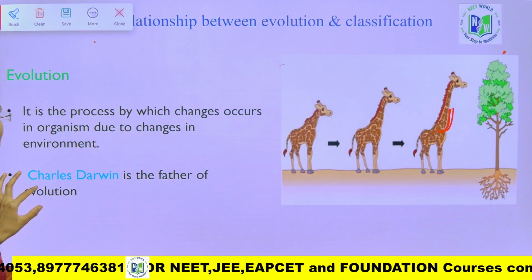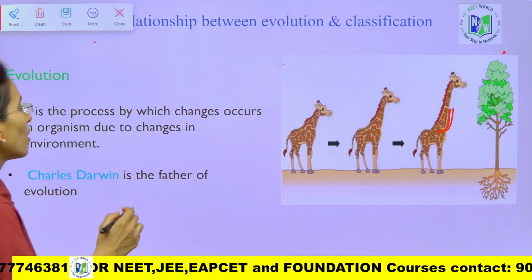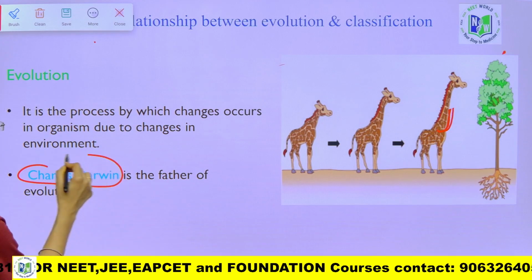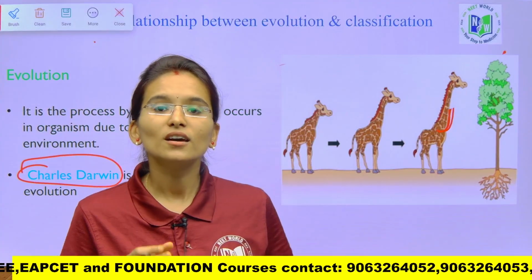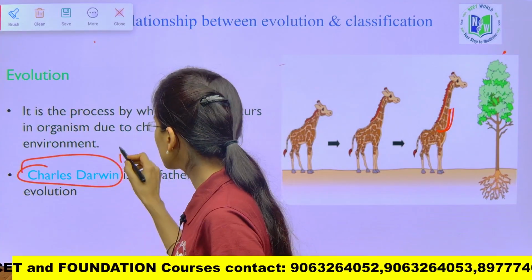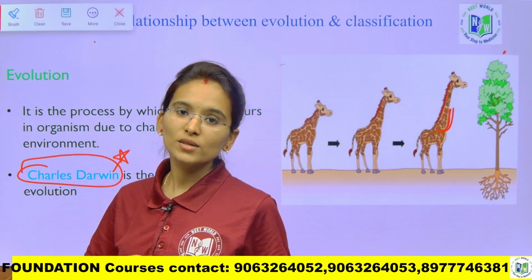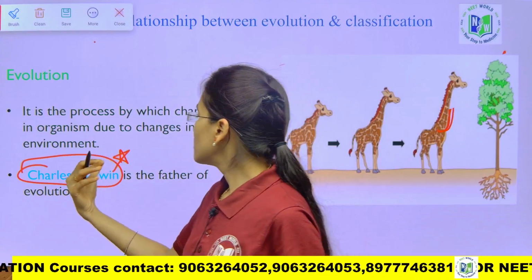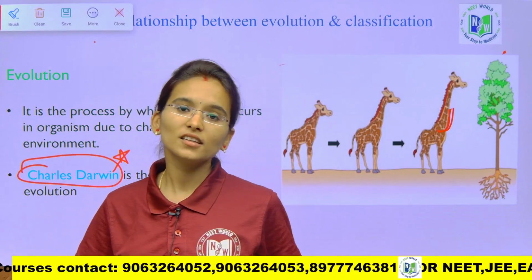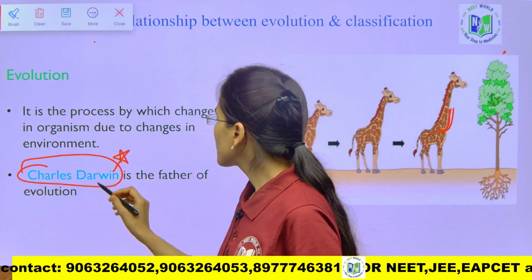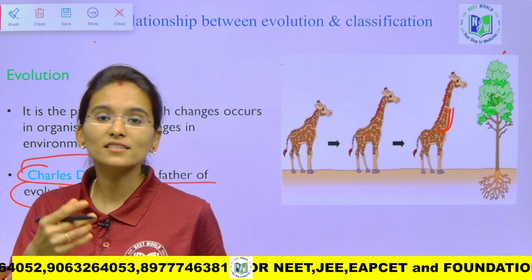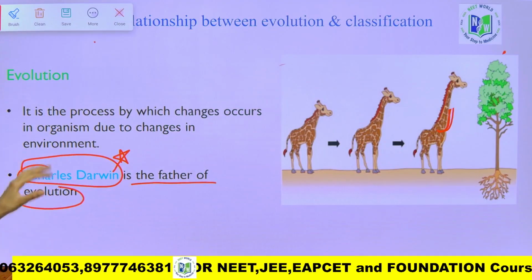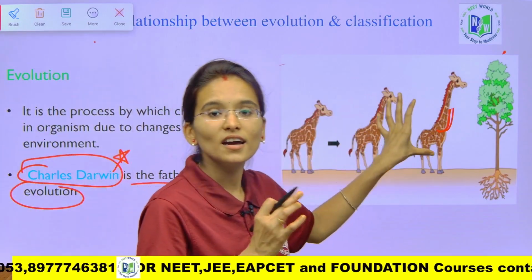Charles Darwin is the father of evolution. This is going to form a level 1 question, students. We can expect this scientist's name in the 1 marker question. It may appear in the MCQs also, or in the fill in the blanks, my dear students. So Charles Darwin is the father of evolution. Please put a star mark for this. Clear with the term evolution?